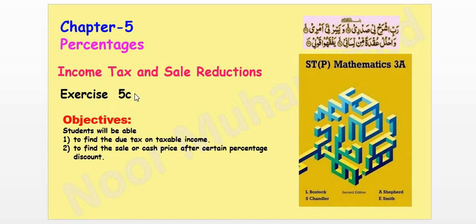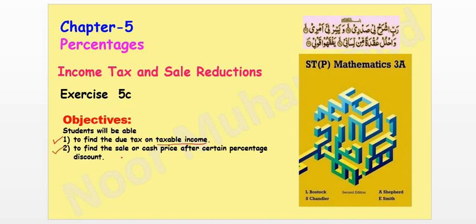Bismillahirrahmanirrahim. Exercise 5C. Income tax and sale reductions. That means how much income tax do you have to pay on a certain amount when your income reaches the limit of taxable income. So this is our first main objective: how to find the due tax.